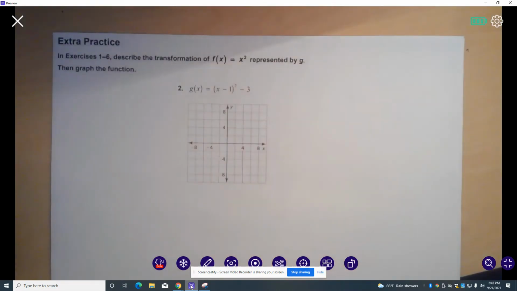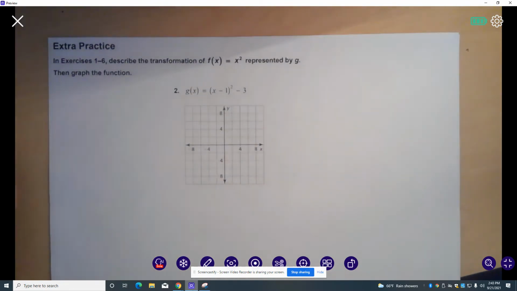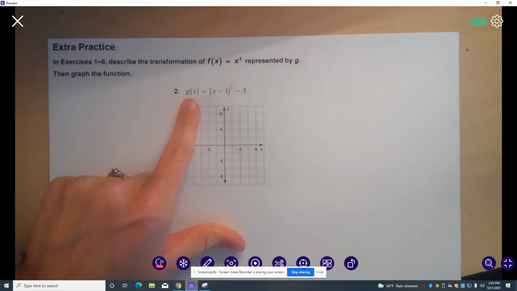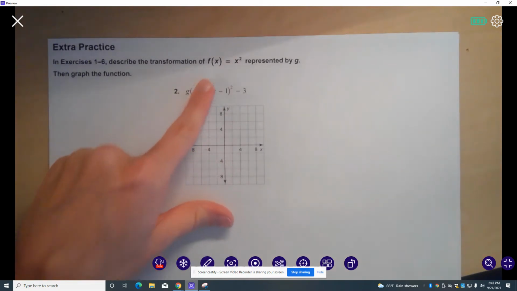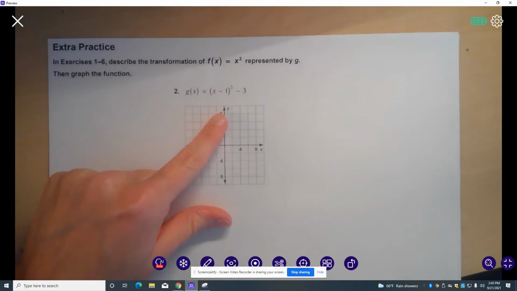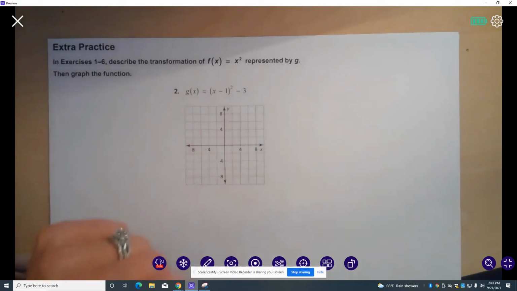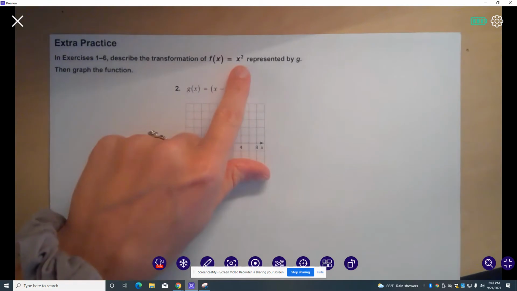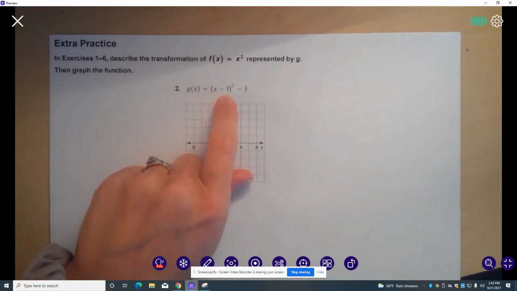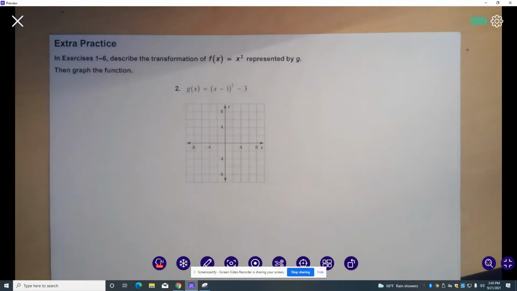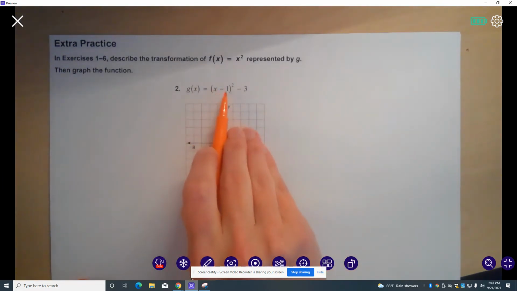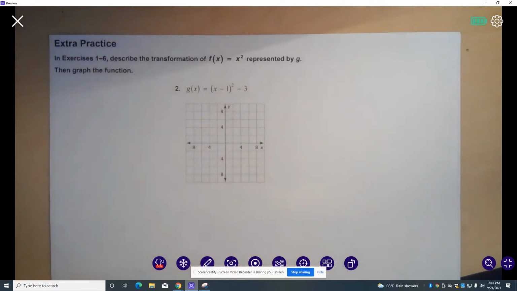Okay, all right, so we're going to work through number 2 in lesson 2.1 in the extra practice section. In number 2, we're going to describe the transformation of f of x equals x squared represented by g. So we're wondering what happened to the parent function to get to our new function g. I notice that we are subtracting 1 inside the parentheses, inside the function.